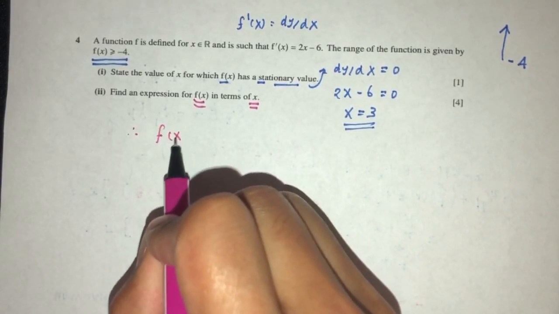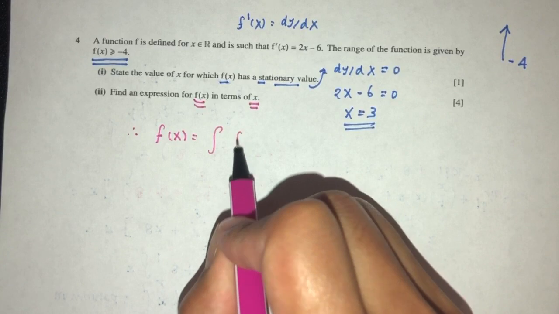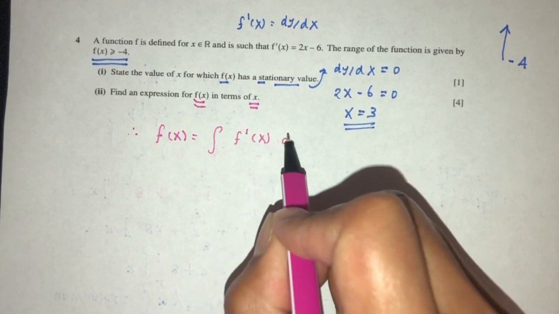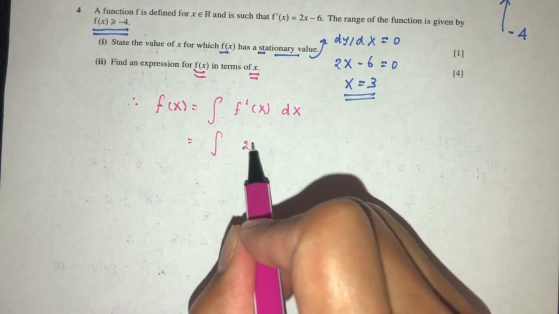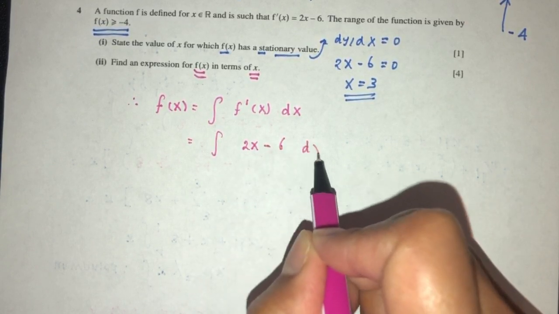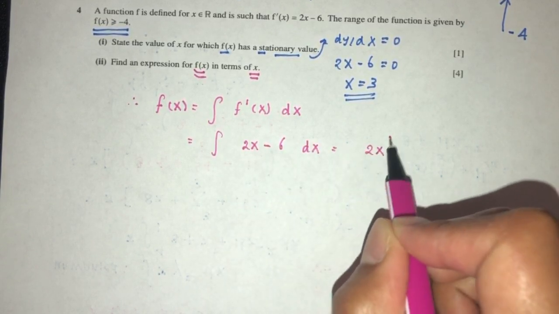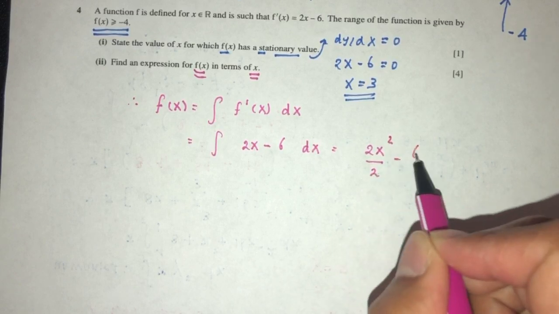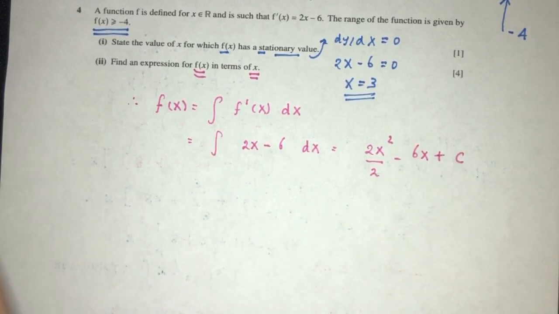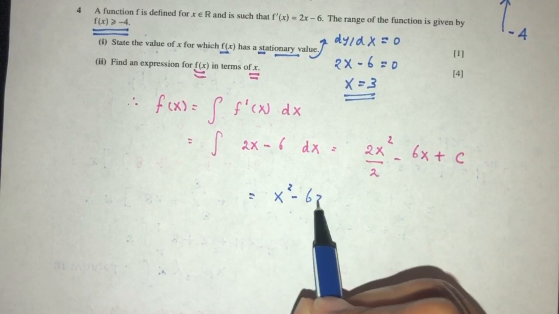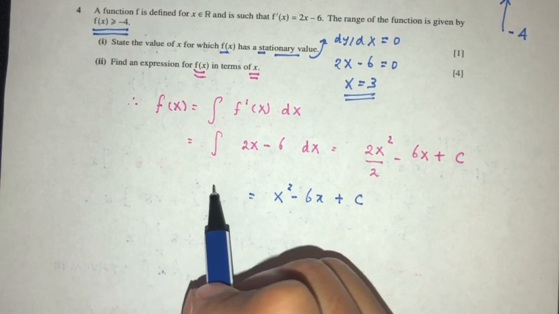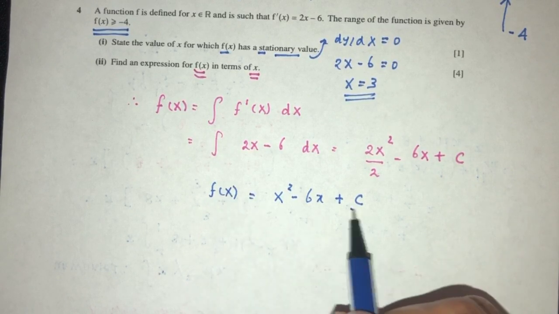F of x is simply the integration of f prime of x with respect to dx. So that will be the integral of 2x minus 6 dx. That will be 2x squared divided by 2 minus 6x plus c. Now simplify, that will give you x squared minus 6x plus c. This is obviously f of x. We have to find the value of c.